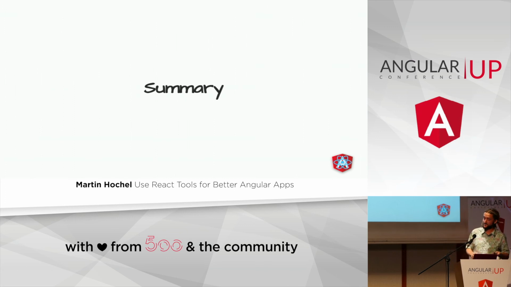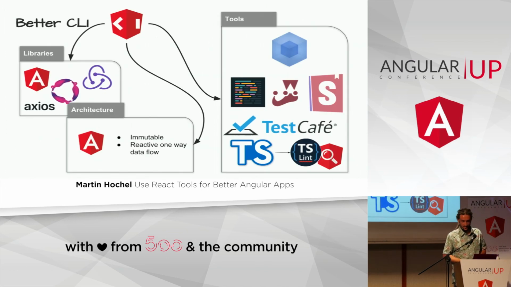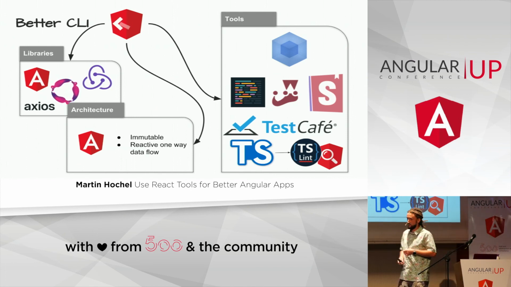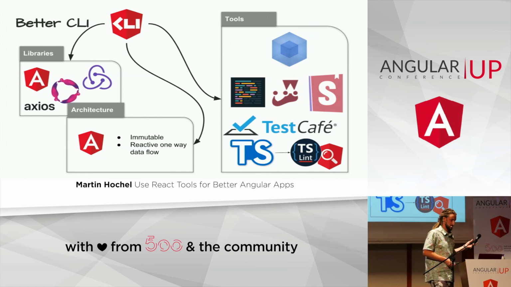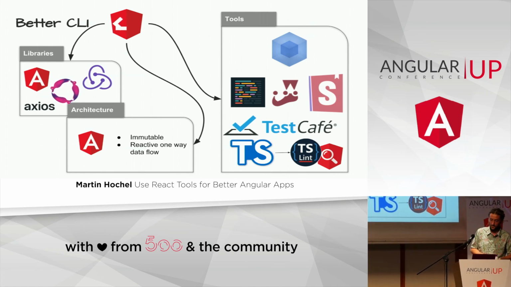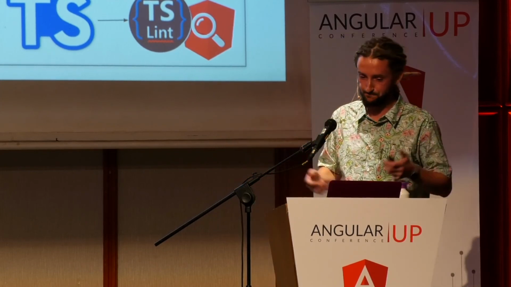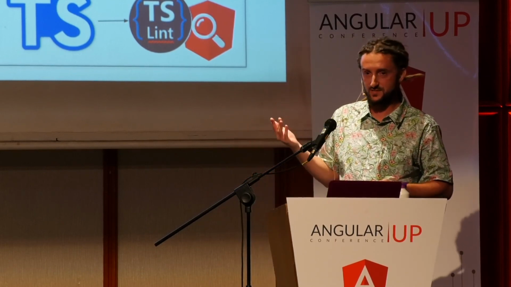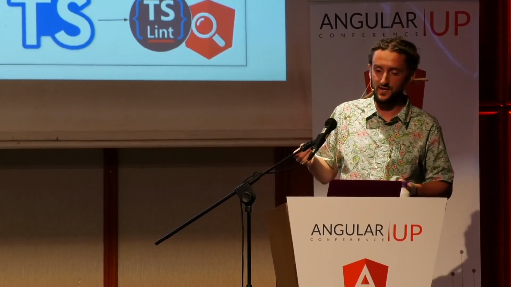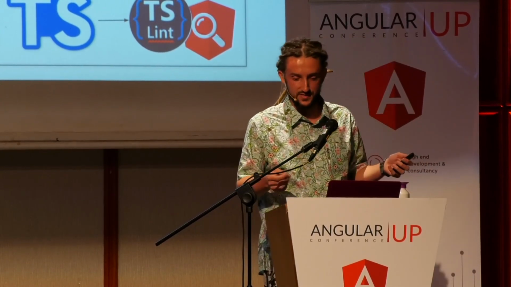We are at the end. So what did we learn today? We introduced better defaults to Angular CLI from other ecosystems, in particular React and so on and so forth. So for the libraries, we introduced Redux Observable and pure Redux, Axios for HTTP. From the architecture perspective, one-way data flow, immutable data. And from the tools, we introduced Prettier as a formatter, Jest as a solid unit testing tool, Storybook for writing living style guides, and TestCafe for reliable end-to-end tests.